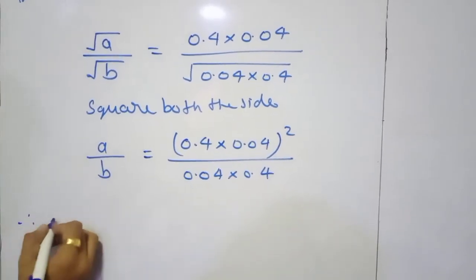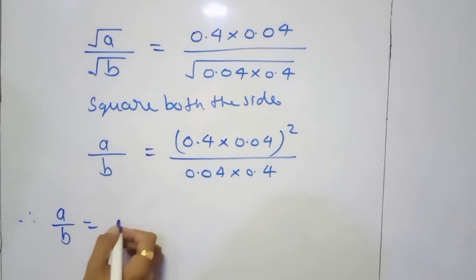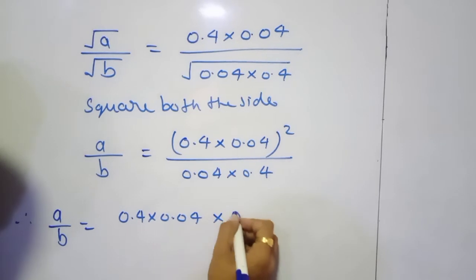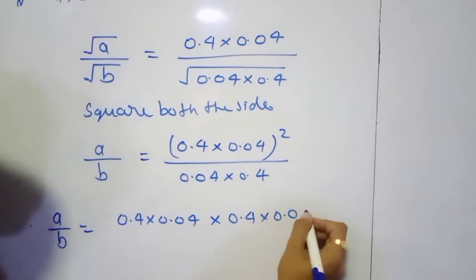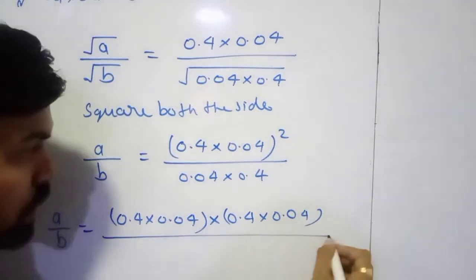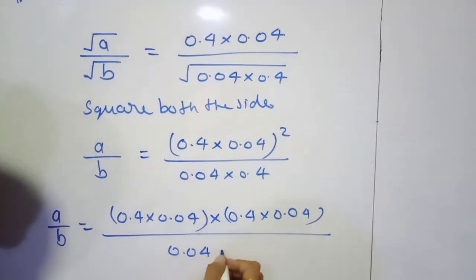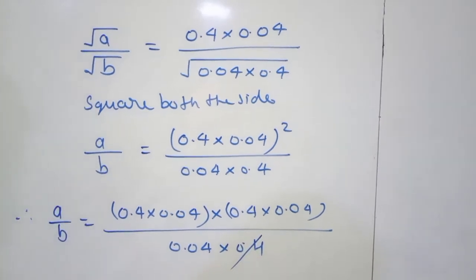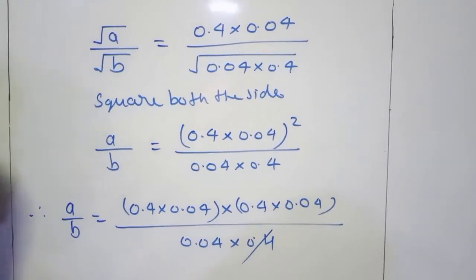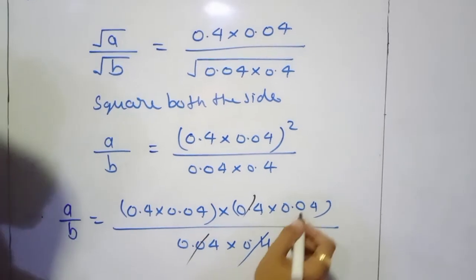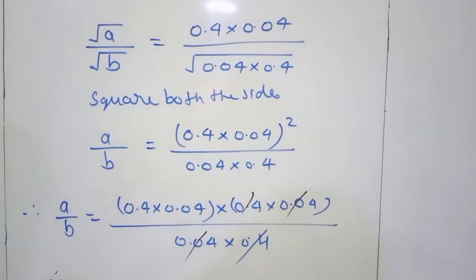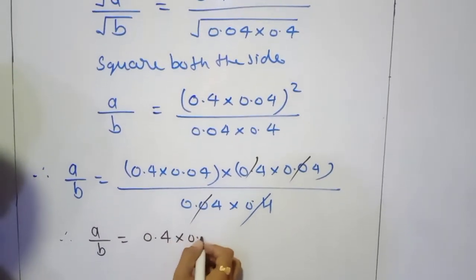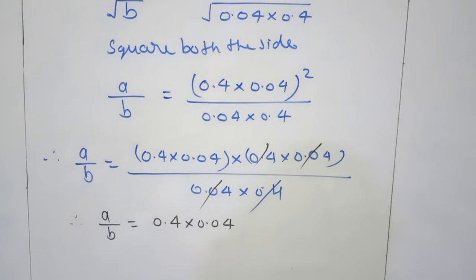So therefore a upon b is equal to, can we write 0.4 into 0.04 into 0.4 into 0.04? This way can we write? Yes, and in the denominator we have 0.04 into 0.4. This 0.4 will become cancelled with the 0.4 we have in the numerator. 0.04 will become cancelled with this. So therefore a upon b is equal to 0.4 into 0.04. In the denominator we don't have anything.